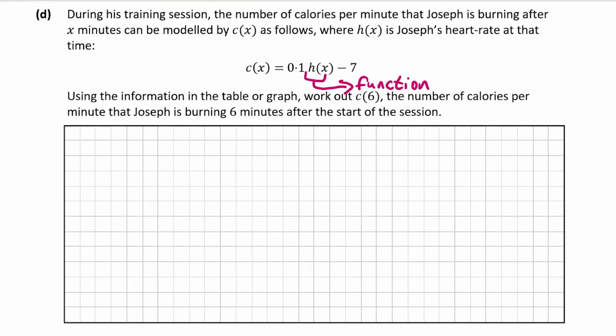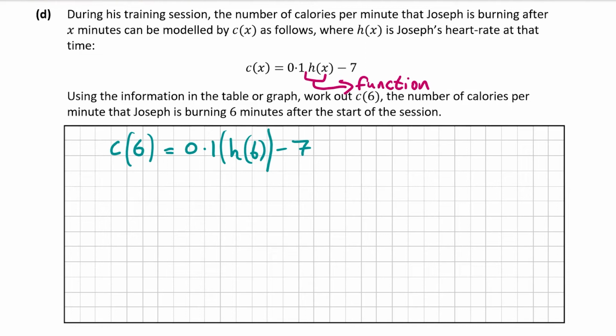So let me just write it out first of all. So we're trying to find C of 6. So that means wherever you have X, you're going to put in a 6. So then we get 0.1 times H of 6 minus 7. Now be careful there, it's 0.1 times H of 6 minus 7, so you could put brackets around the H of 6 if you really wanted to, but just know you're multiplying H of 6 by 0.1.